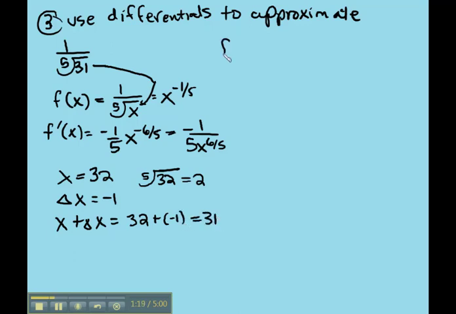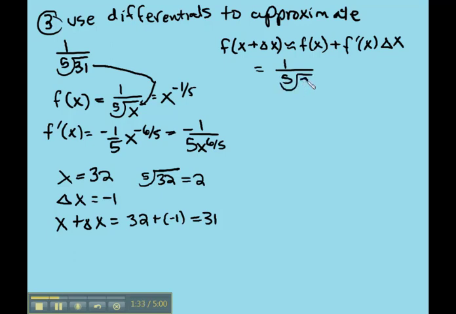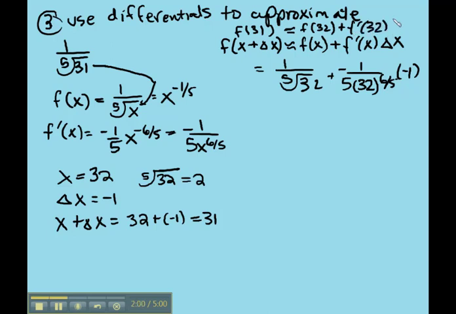So this is the same way as before. We have f of x plus delta x is approximately f of x plus f prime of x times delta x. So this is equal to 1 over the 5th root of 32 plus a negative 1 over 5 times 32 to the 6/5 times the delta x, which is negative 1. Alright, so if it wasn't clear, let's just say that was f of 31 is approximately, right, f of 32 plus f prime of 32 times the negative 1.